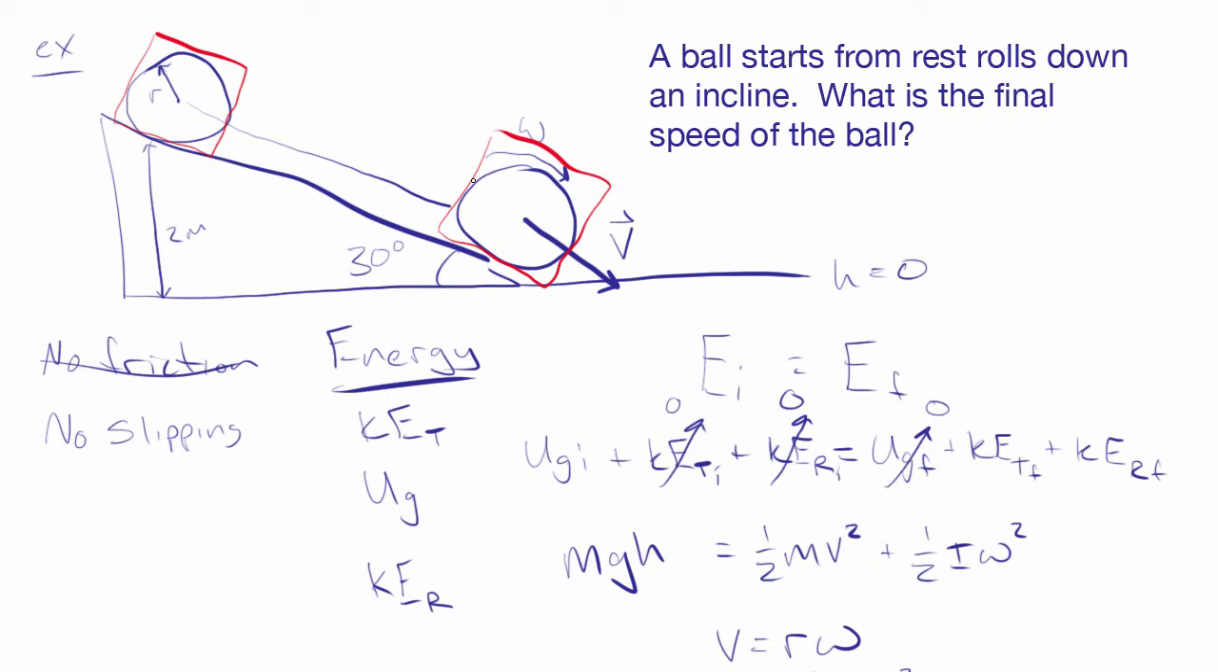Less than. Why? Okay, so what I think I heard there was you're causing this thing to spin, which means you're giving it some of the energy that you have. Some of the initial gravitational potential energy has to go into that spinning, as opposed to just the speed of the block. So the block goes faster.